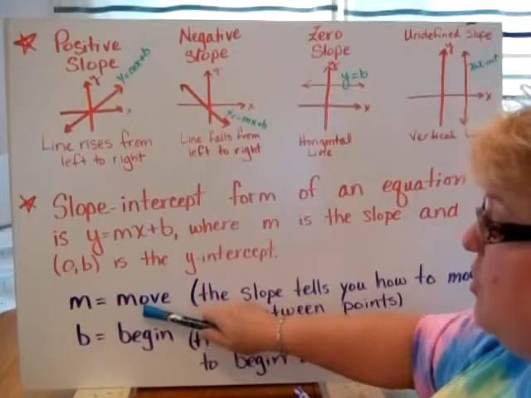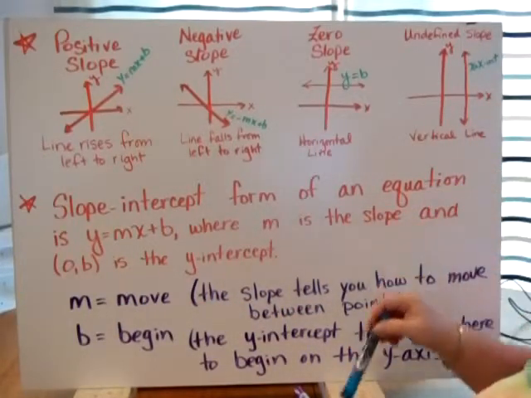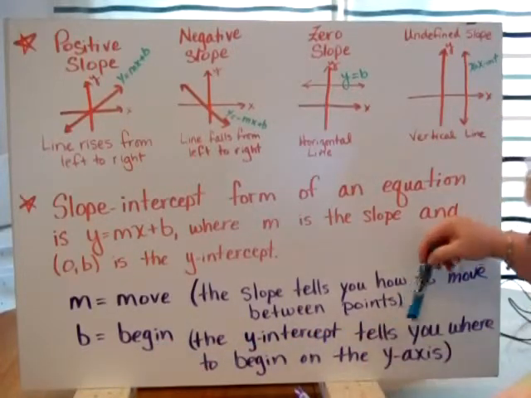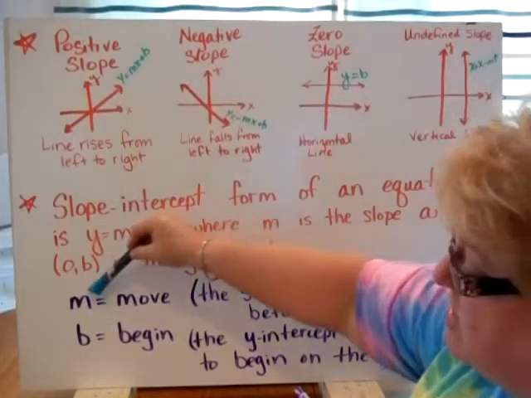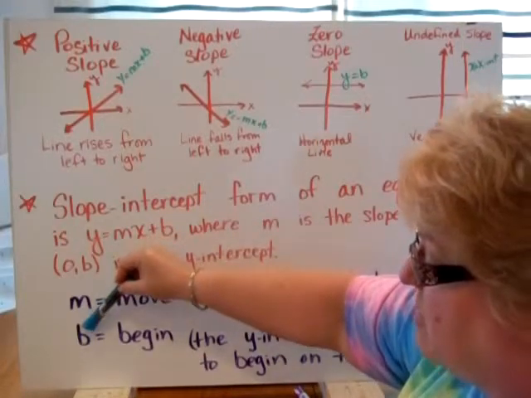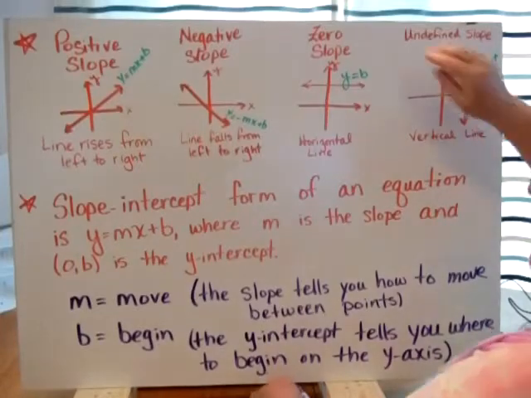I don't really know what m and b mean, but I've used this to help people remember. M, if you think of move, it's the slope, and it tells you how to move between points. And b, begin, it's the y-intercept, and it tells you where to begin on the y-axis. So when you see slope and the letter m, think of how you're going to move. And when you see y-intercept and the letter b, think of where you're going to begin on the y-axis.